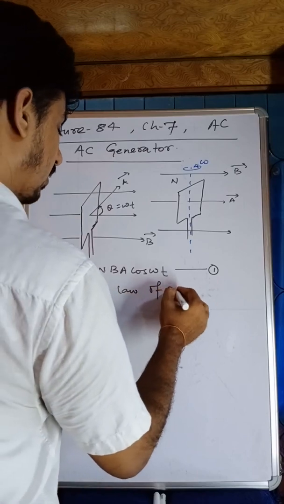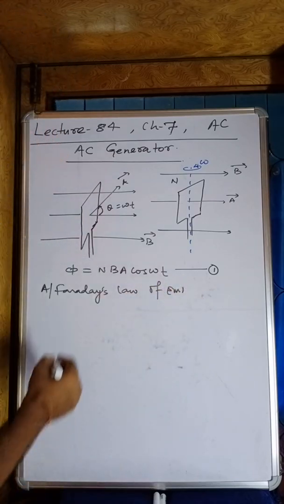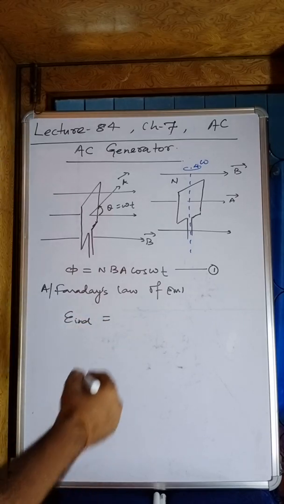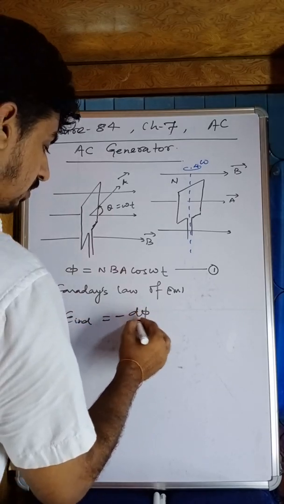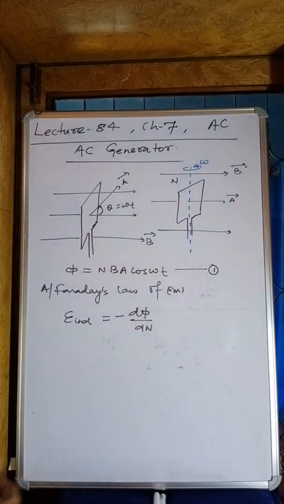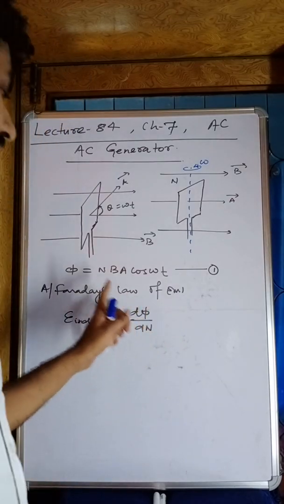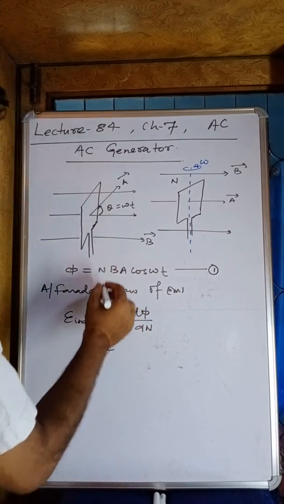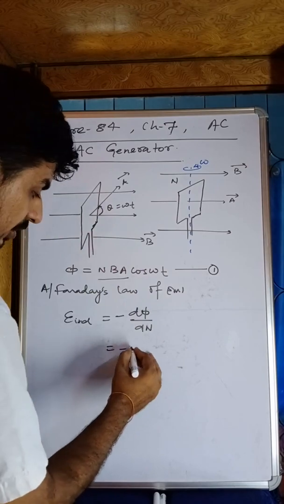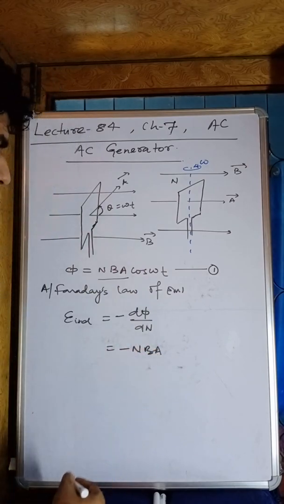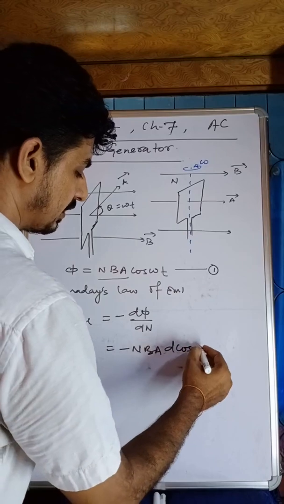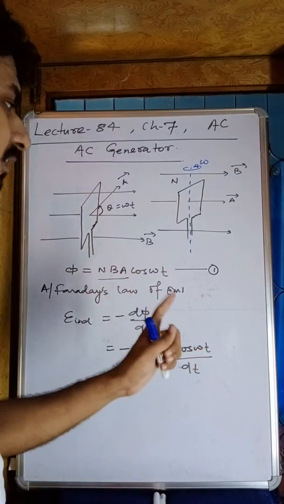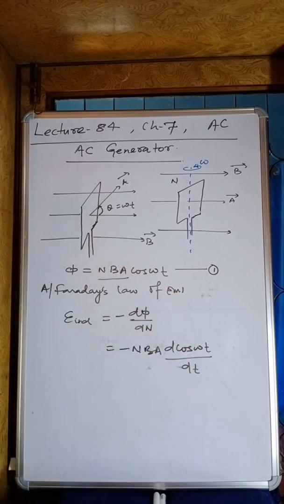According to Faraday's law of EMI, my dear students, what can we write for the induced EMF? E induced, we can write minus d phi by dt. Am I right? Already we have taken the flux n times here, so we will not include the n again. NBA is altogether a constant. We have to differentiate cos omega t over dt. Remember, it is rotating with a constant angular velocity omega, so omega is also constant.